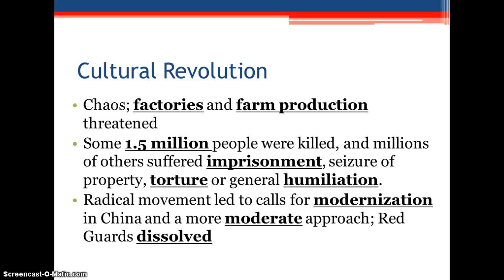This radical movement was so drastic that it led to calls for modernization in China and a more moderate approach. The people in China were like, hold up, Chairman Mao, we need to cool our jets on this communism thing because this is very, very bad. People are dying, they're being tortured, it's not good for the country. So eventually the Red Guard is dissolved.